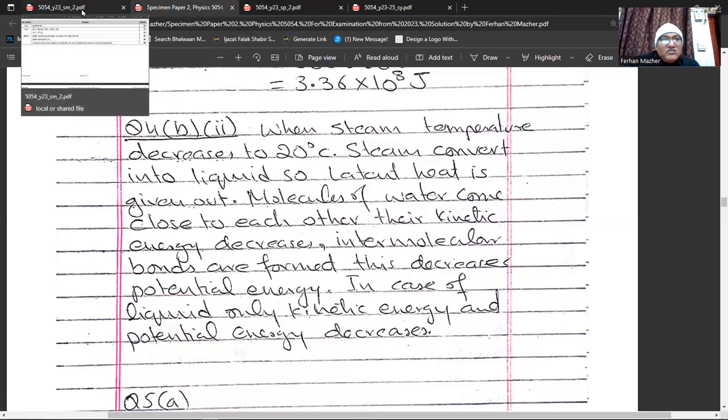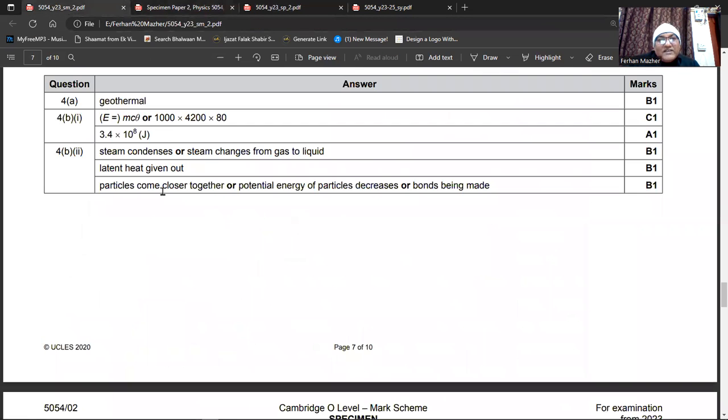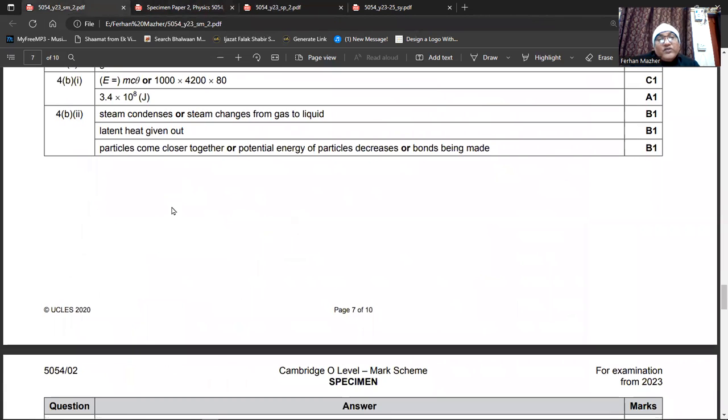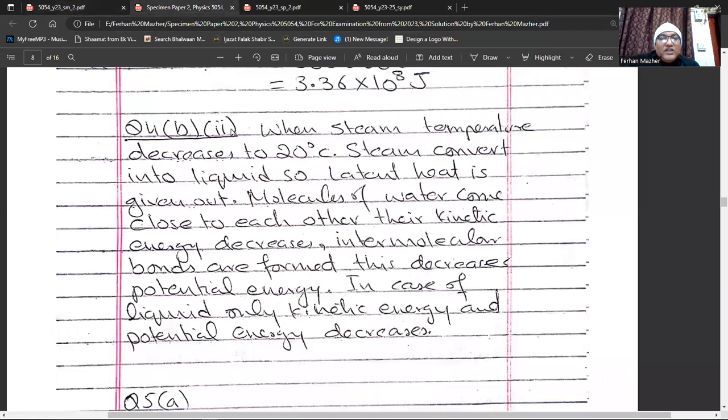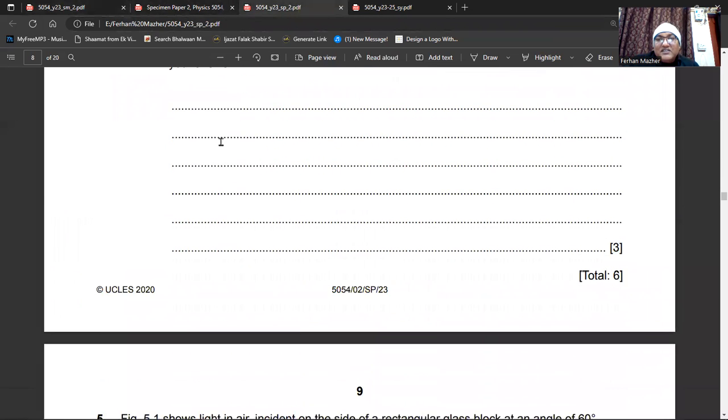In case of liquid, only the kinetic energy and the potential energy decrease. So I hope you can write this answer, or you can write a better answer. Have a look at the marking scheme. It says steam condenses or steam changes from gas to liquid, latent heat given out, particles come closer together, or potential energy of the particles decreases, or bonds being made. Hopefully you can write a better answer.